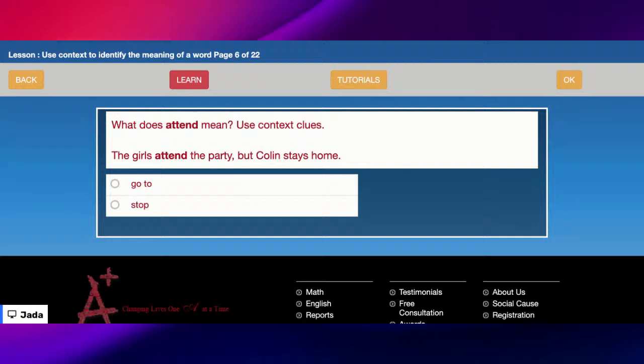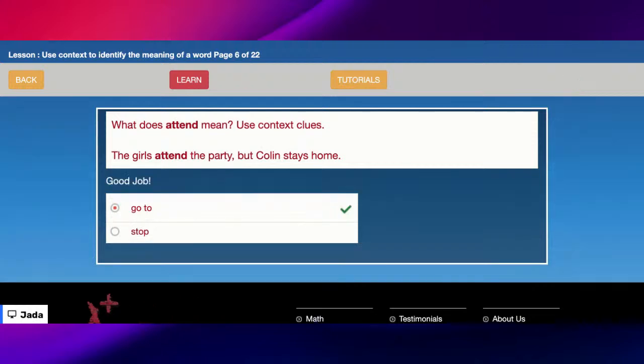So attend means go to or stop. So if the girls attend the party but Colin stays home, it means that the girls will go to the party but Colin will stay at home. Okay? So the girls will go, but Colin will be at home. So it's go to. All right?